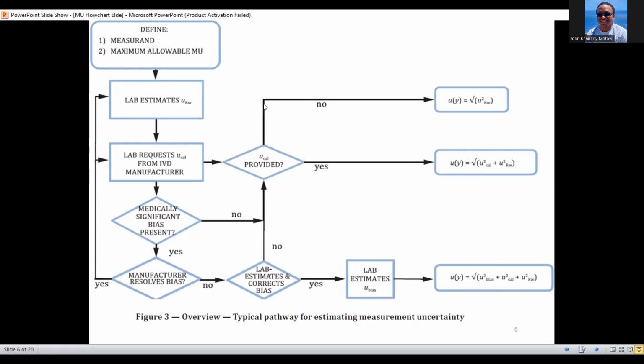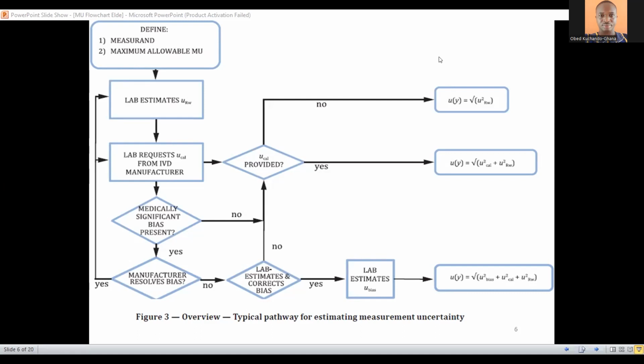I'm hoping that looking through a flowchart and this overview has cemented your understanding on how to obtain MU in clinical laboratory methods. Is that goal of mine achieved? Is that yes or no? Obed, do you have your hand up? Go ahead, please.